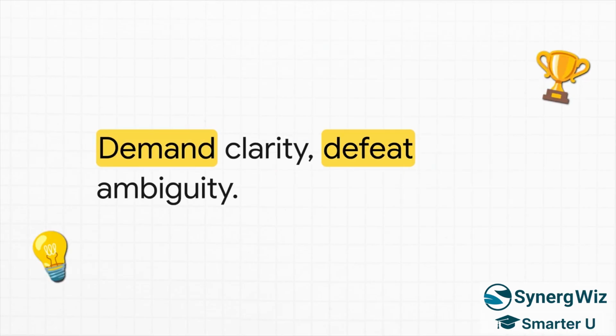So, at the end of the day, ambiguity really thrives in those gray areas that we just don't question. The best defense isn't knowing all of the answers, it's just knowing the right questions to ask. So remember this mantra: demand clarity, defeat ambiguity. And maybe start asking yourself, where else are ambiguous words shaping the way I see the world?